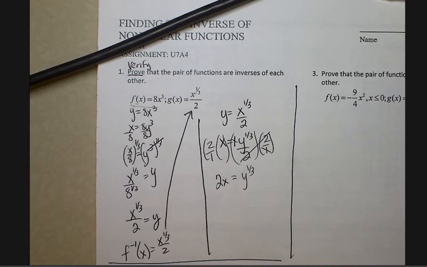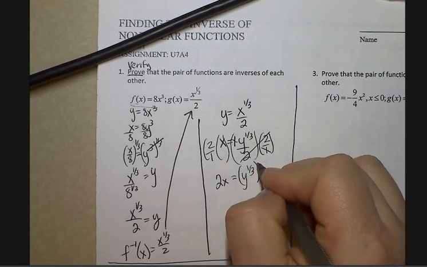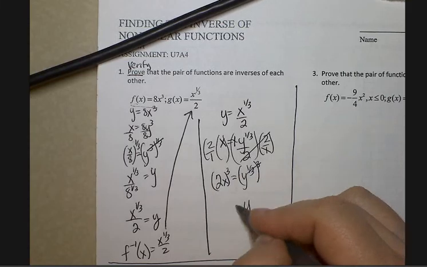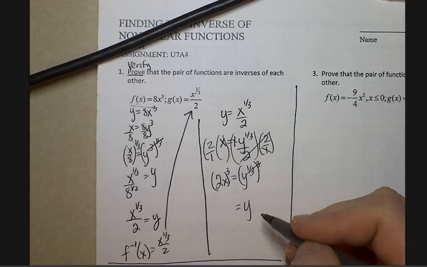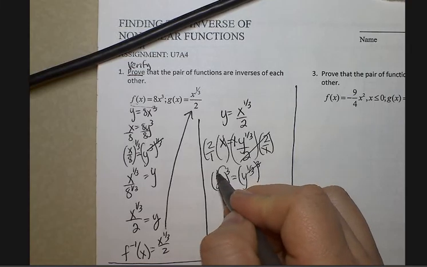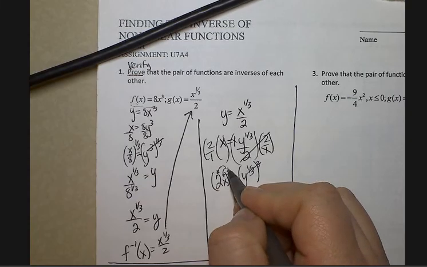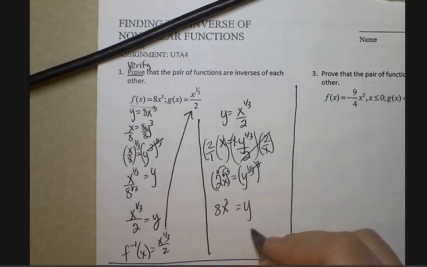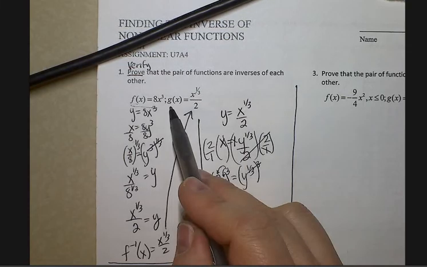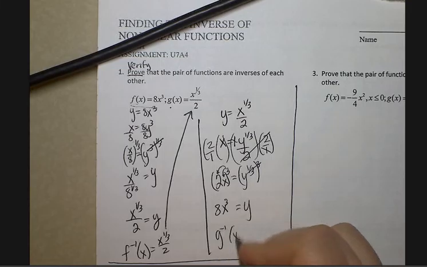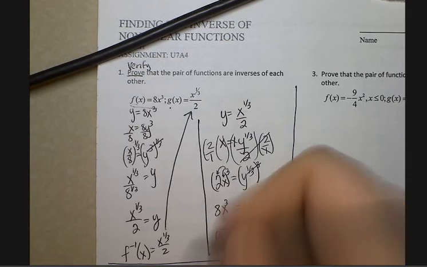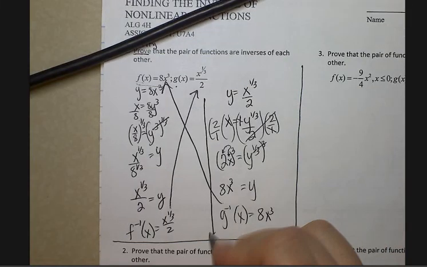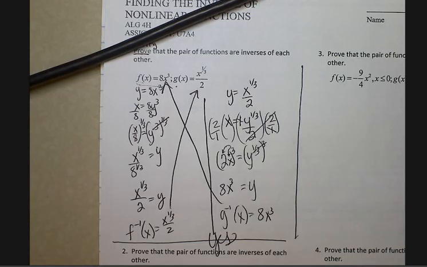To isolate the y, we're going to get rid of 1/3 by raising it to the 3rd power. Remember to distribute the 3 to both the 2 and the x. So 2 to the 3rd power, 2 times 2 times 2 is 8. x to the 3rd power is x cubed. I'm going to rewrite it in inverse notation. And then check to see, is this exactly the other function? Yes, it is. We just verified that the two functions are inverses of one another.